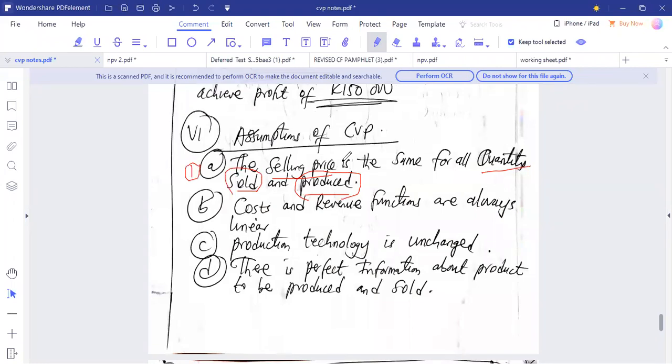Then the second one, we are simply saying costs and revenue functions are always linear, meaning that they are straight lines.